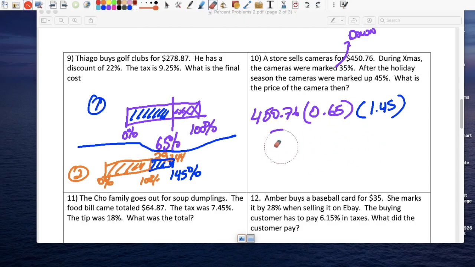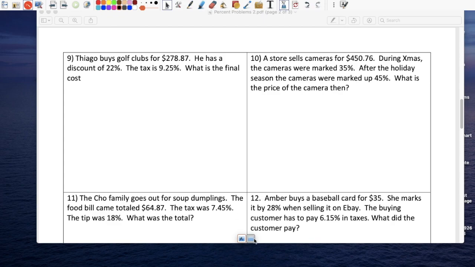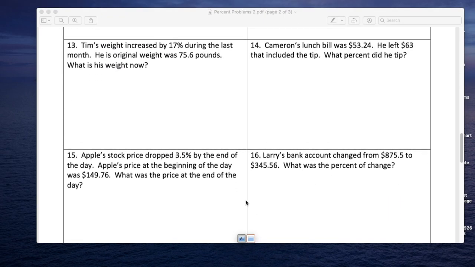If you multiply like this, it avoids all the rounding, doing parts and you round and you multiply again and you round. So by doing this, you take away the rounding, which makes your answer more precise. So 450.76 times 0.65 times 1.45. You still might end up rounding, but you round definitely just once. So the final answer is 424.8413. And again, we only round once, and this ends up being our final answer. Jeez, so many questions.